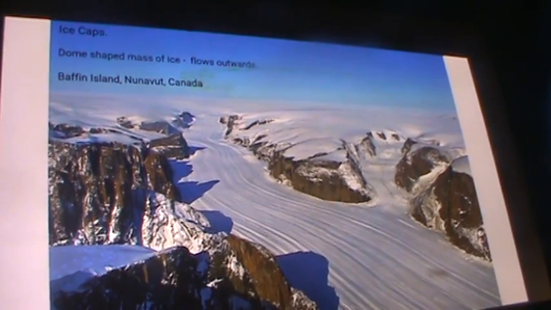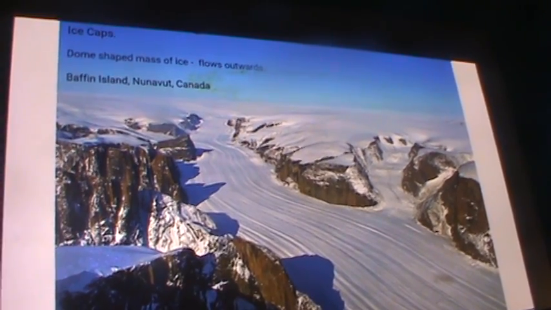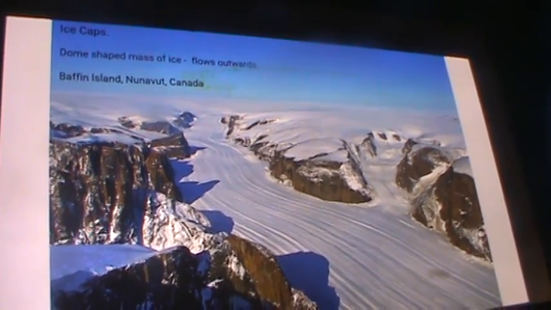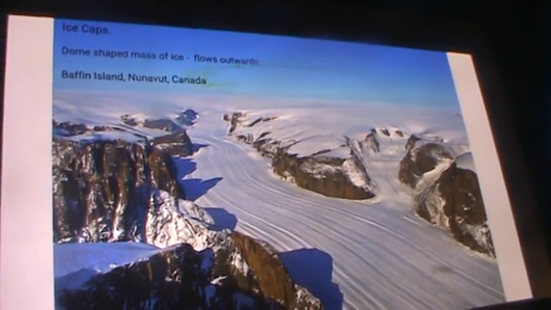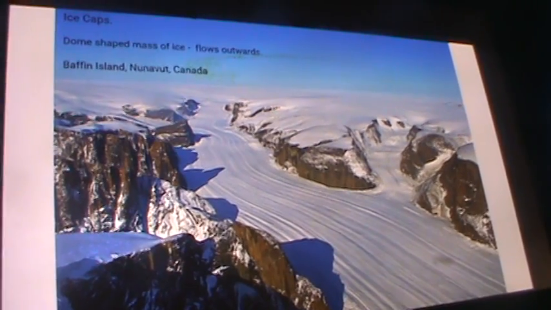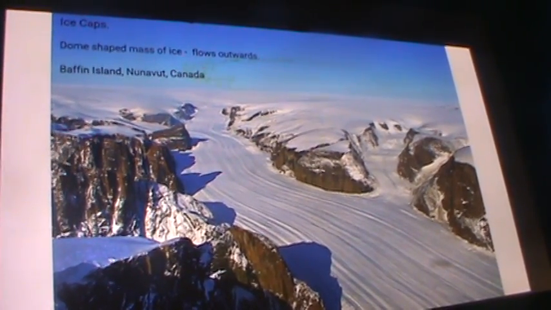Now, if we move on from the valley glaciers, we can look at the bigger bodies of ice. So we're gradually going to move up from a snowflake and move up to the different ones. And you can see here, this is Baffin Island in Canada. And here's the glacier, which is a beautiful picture of that glacier.